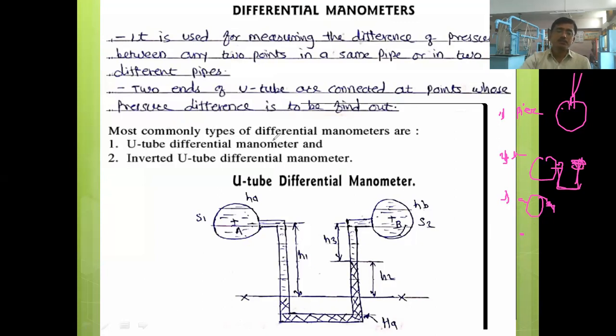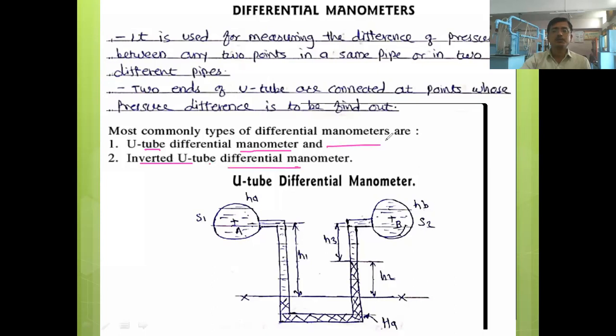Again, differential manometers can be classified into two categories. The first one is the U-tube differential manometer, and the second one is the inverted U-tube differential manometer. In the simple U-tube manometer, this remaining part was not there. After connecting this additional part to the pipe, this simple tube manometer cannot be considered as a differential manometer. Okay.